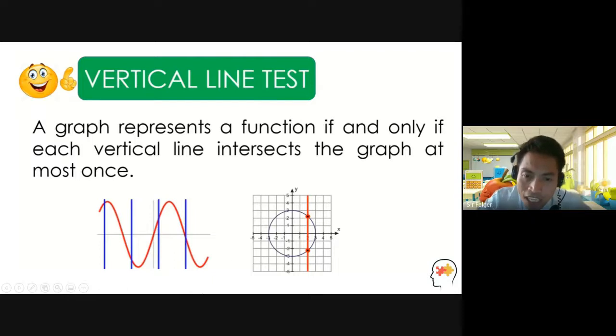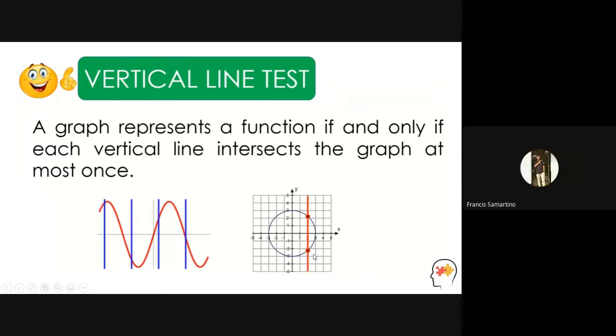Slanting lines are not allowed, okay? Only vertical lines, straight up, like this red one. Understood? Alright, I'm not angry, I'm just explaining. This red line touches the circle two times. Correct? Yes, sir. Okay.